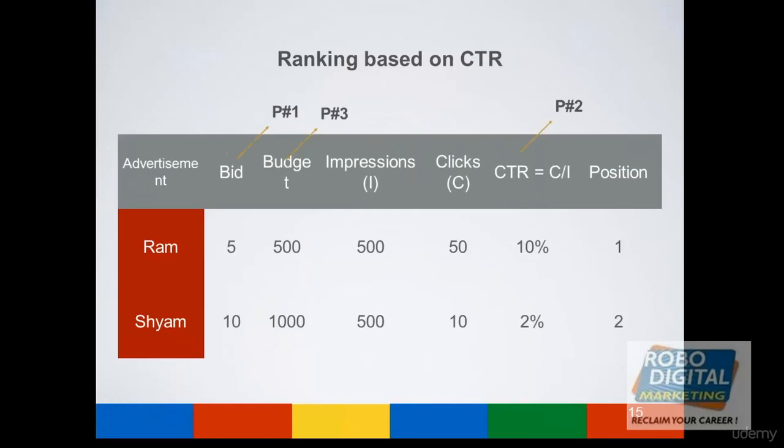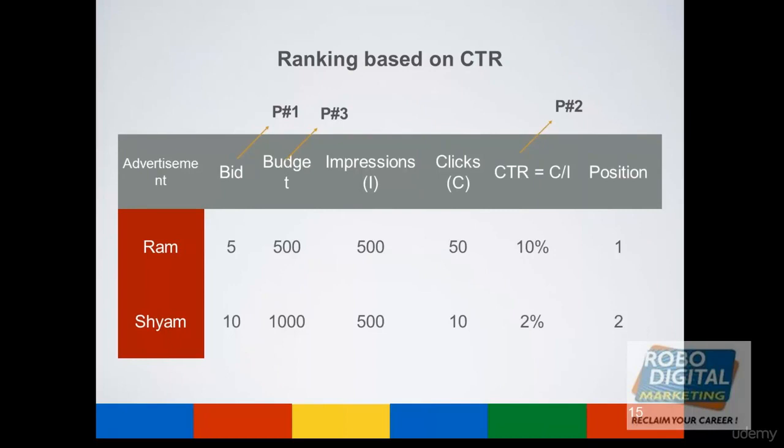Okay. Next thing is, Ram and Shyam, the budgets are the same. But if you look at the metrics, Ram is having a CTR of 10%. We calculate CTR from impressions and clicks. His ad is shown 500 times and it gets clicked 50 times. Shyam's ad is shown 500 times and his ad is clicked 10 times. So CTR in the second case is 10 upon 500, which comes out to be 2%, and in the first case 50 upon 500, that comes out to be 10%.